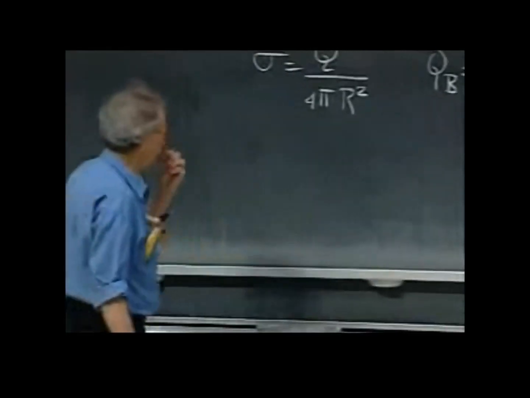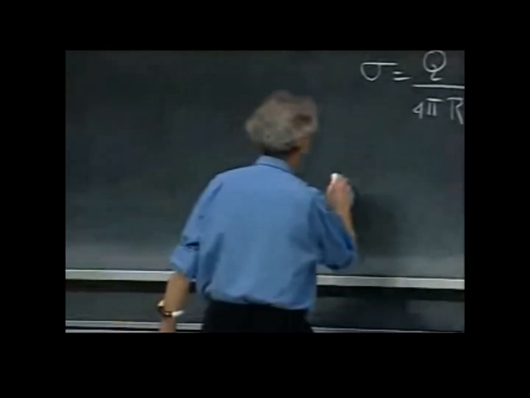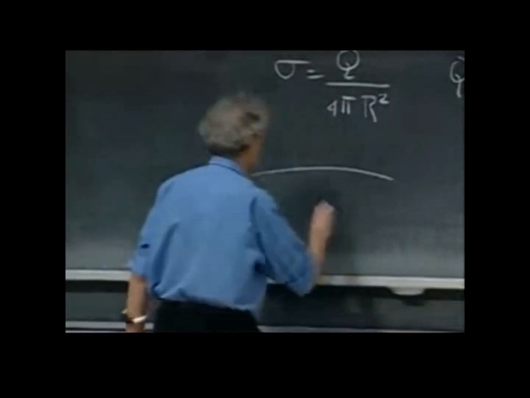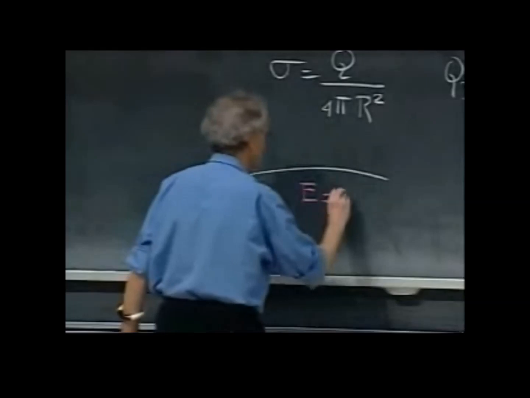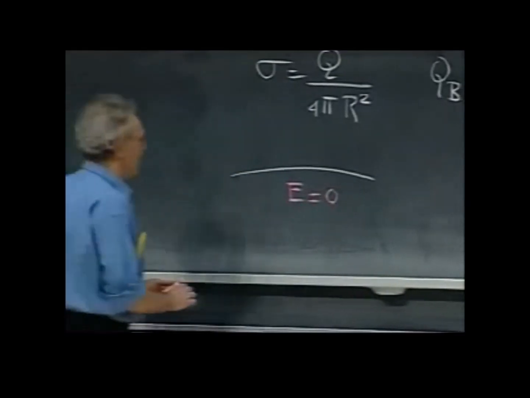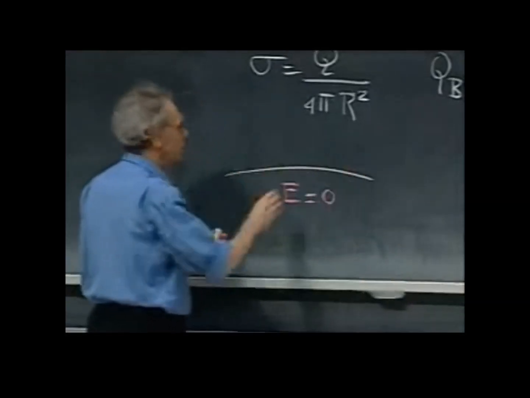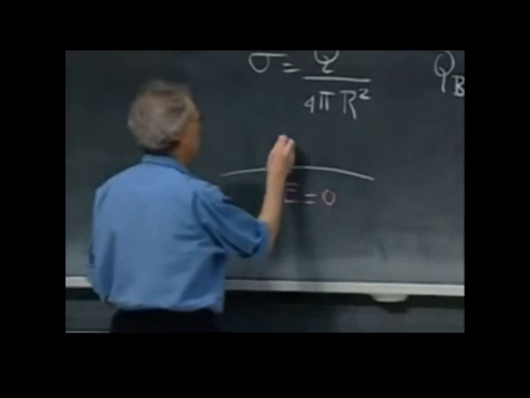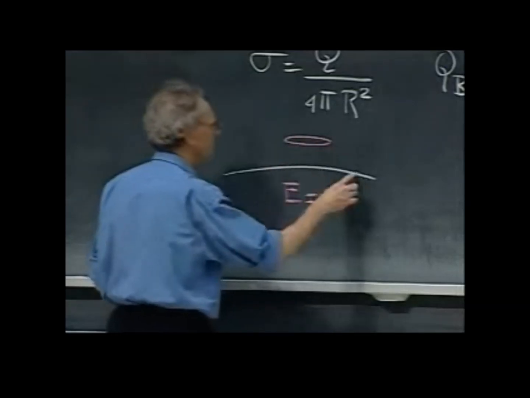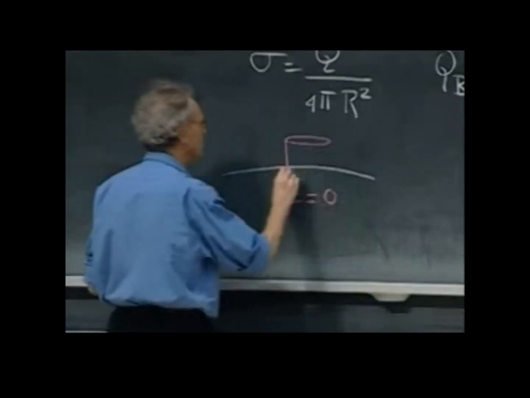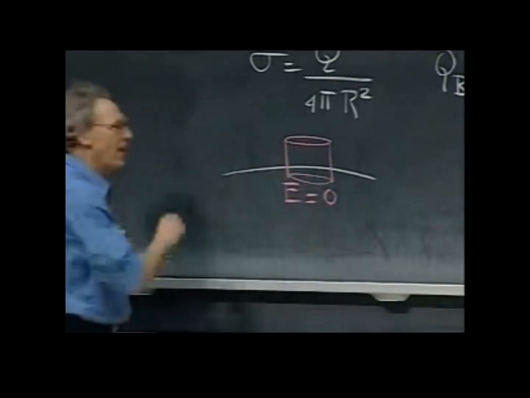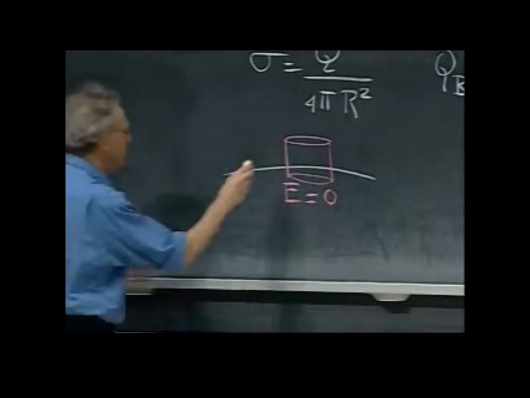That follows immediately from Gauss's law. If this is the surface of a conductor, any conductor, a solid conductor, where the E field is 0 inside of the conductor, and there is surface charge here, what I'm going to do is make a Gaussian pillbox. This surface is parallel to the conductor. I go in the conductor, and this now is my Gaussian surface.